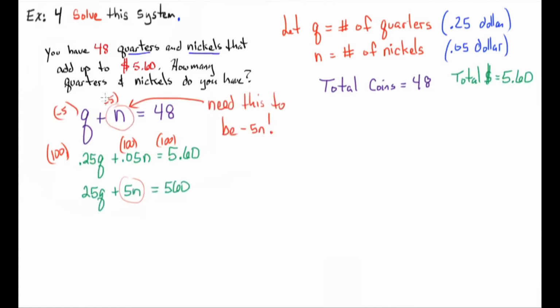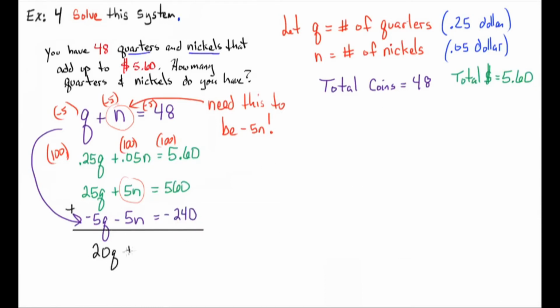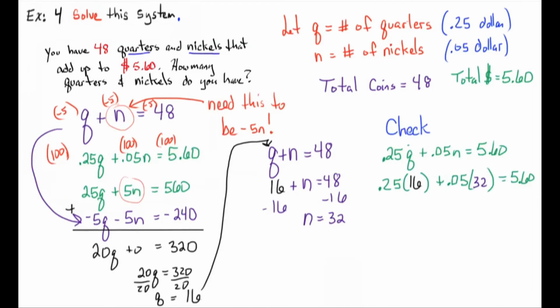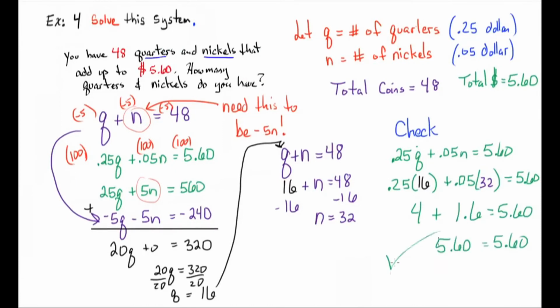And now I can eliminate Q or N. N will be the easiest because all we have to do is multiply the top equation by -5. And then you can see in that column 5N minus 5N, N's cancel. And then I can solve for Q. I get 16. I can use the top equation, substitute 16 for Q, and solve for N, and I get 32. Now check by putting it into the second equation, and we should see it works. There were 16 quarters and 32 nickels.